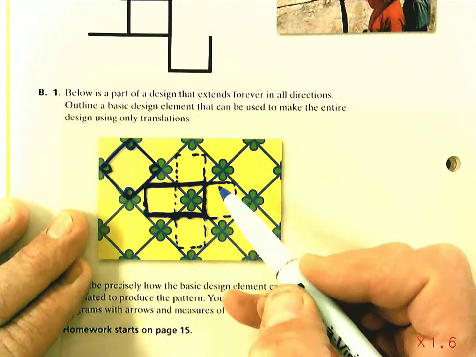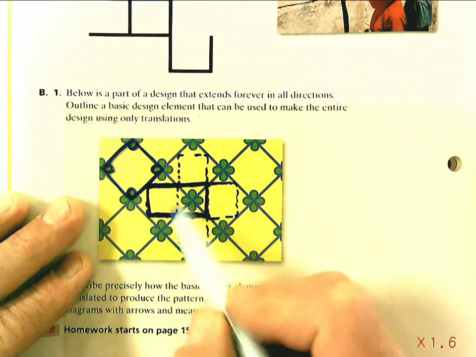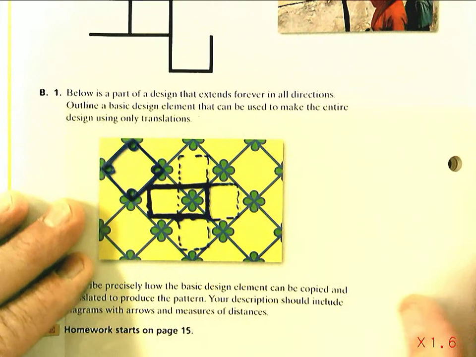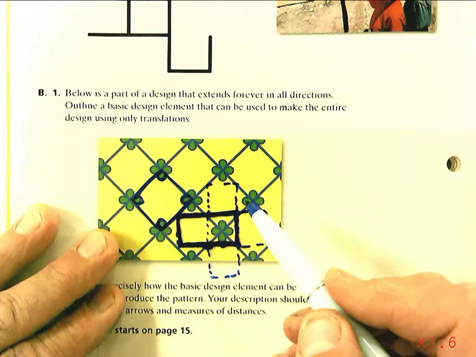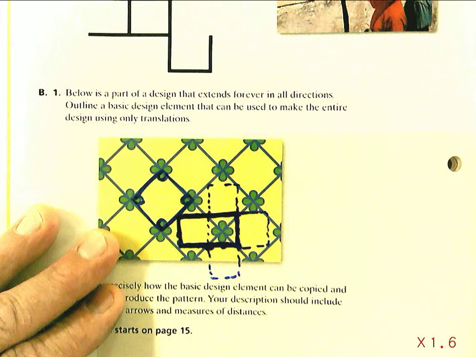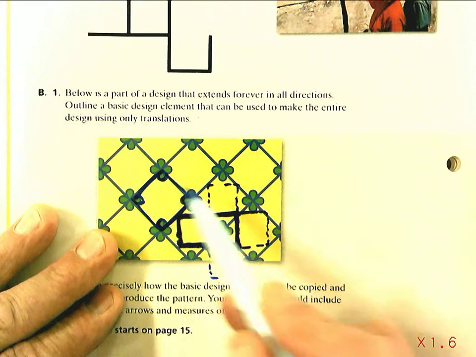So there's several ways to look at basic design elements. If this was my basic design element, and that's the part I'm stamping over and over again, or if I take the entire square and stamp that over and over again, or there are even some other kind of alternate ways to look at it. These are probably the most obvious ways to see the basic design elements.